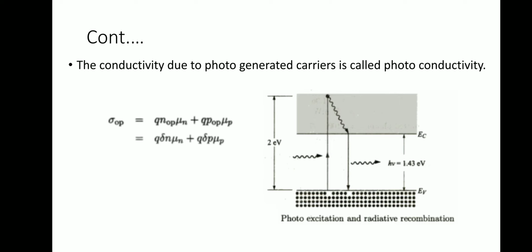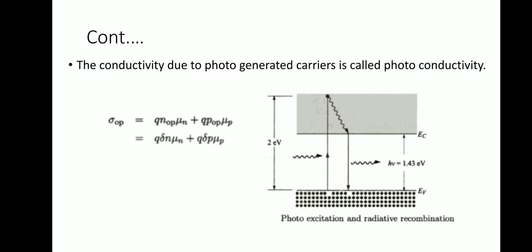Here the band gap, E_C minus E_V, is 1.43 electron volt, and we have a photon of energy 2 electron volt. We can see that this 2 electron volt is greater than 1.43, which means the photon energy is greater than the band gap energy. So due to this higher energy, the valence band electron gets enough energy to break the covalent bond, becomes free, and moves to the conduction band, occupying the top of the conduction band. After some time they come back to the bottom of the conduction band.